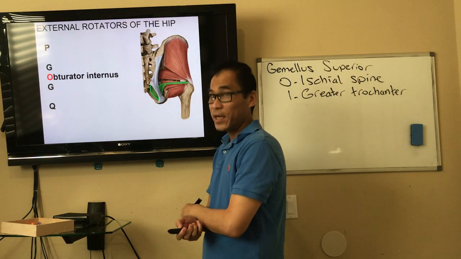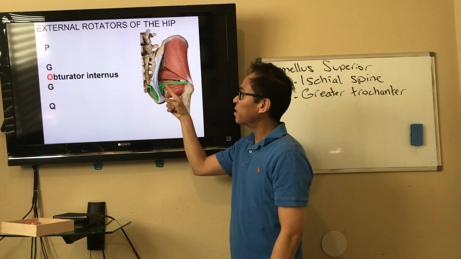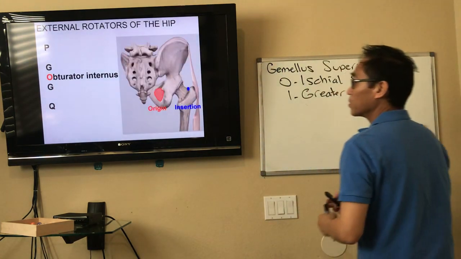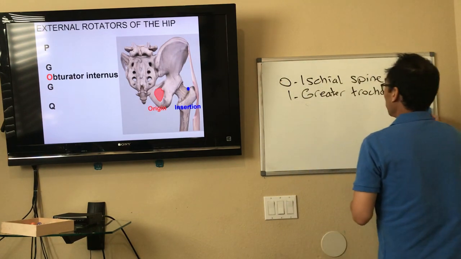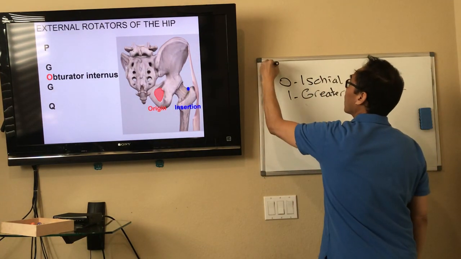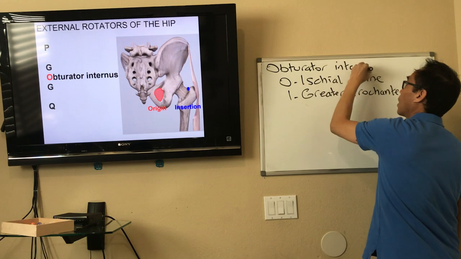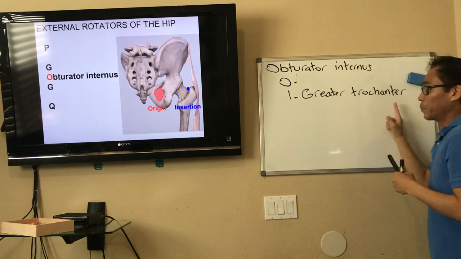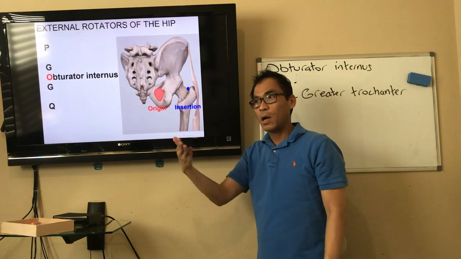Here's the obturator internus. Remember the obturator foramen right there? So it's originating there, and the tendon is reaching all the way there and inserting on the greater trochanter again. So here's the origin and insertion for obturator internus. Those are obturator externus, but I'm not teaching that one. It also inserts on the greater trochanter. It originates right here, kind of highlighted, the obturator membrane.